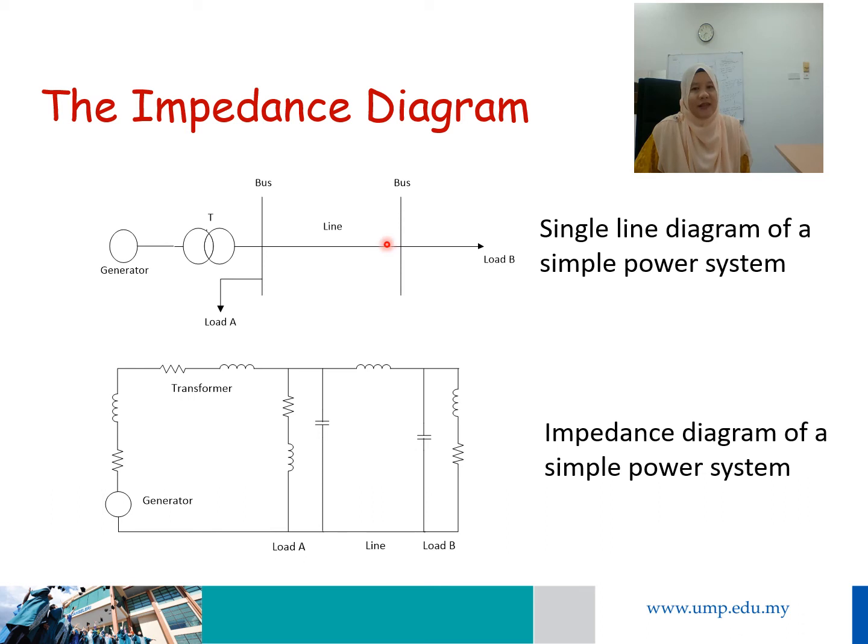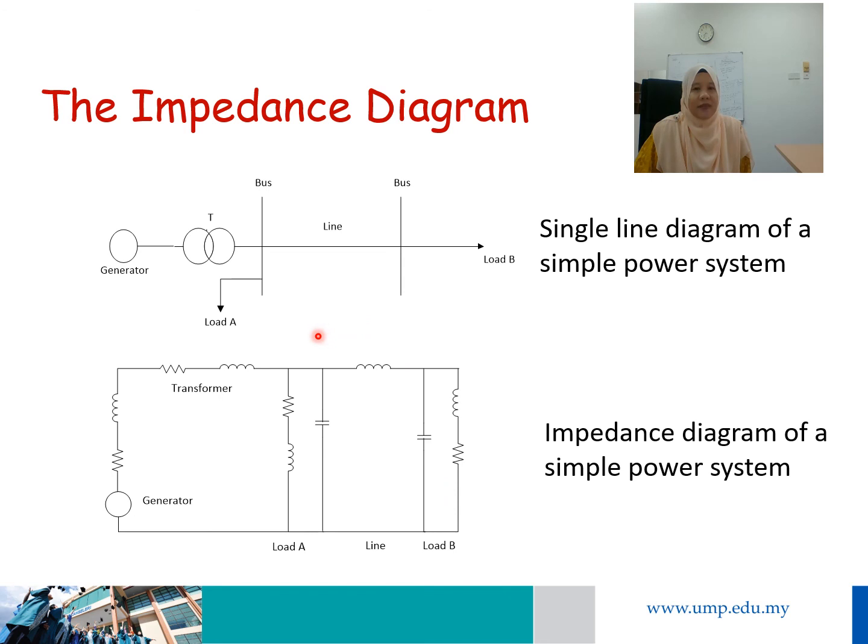So based from this single line diagram, we can draw the equivalent circuit, which is the impedance diagram as shown in this figure. So this is actually the impedance of the generator, and this is the impedance of the transformer. So we can see here that the two winding transformer is connected in series with the generator, and this is the impedance of load A, and this is the impedance of the transmission line.